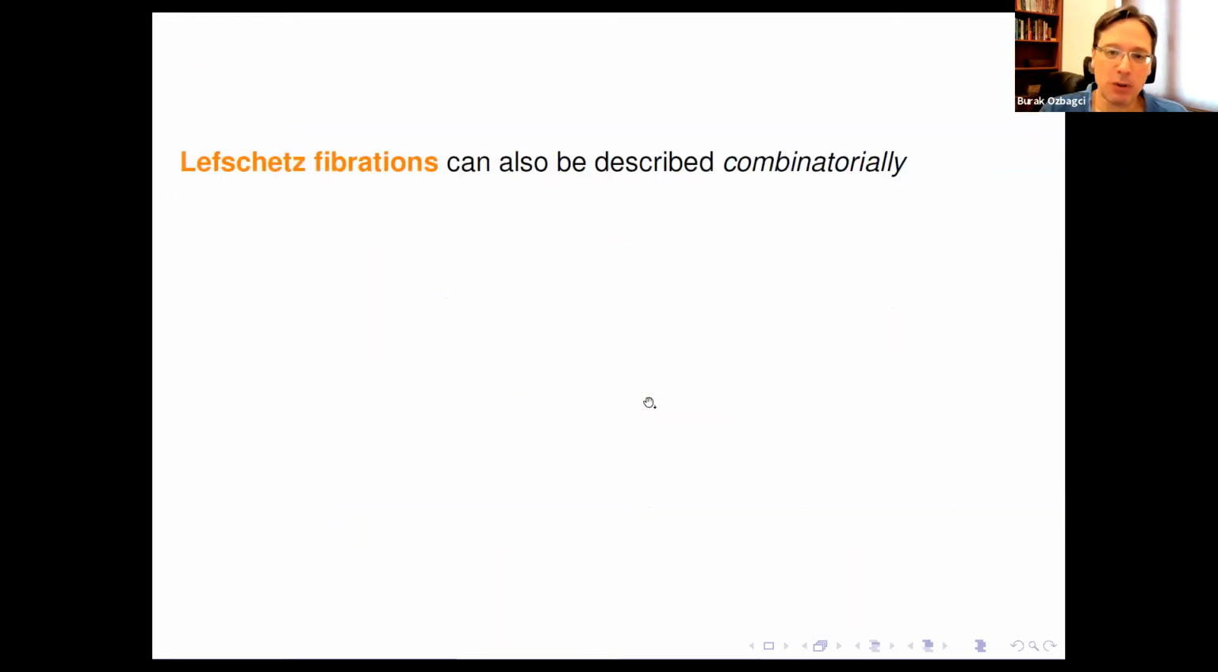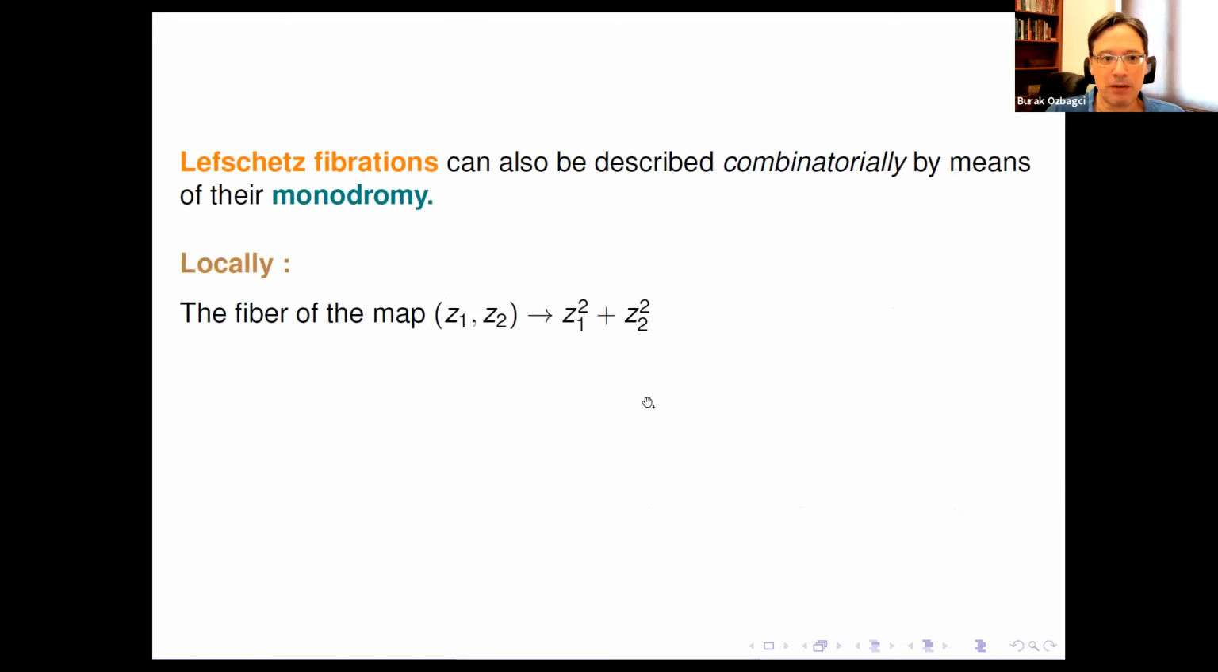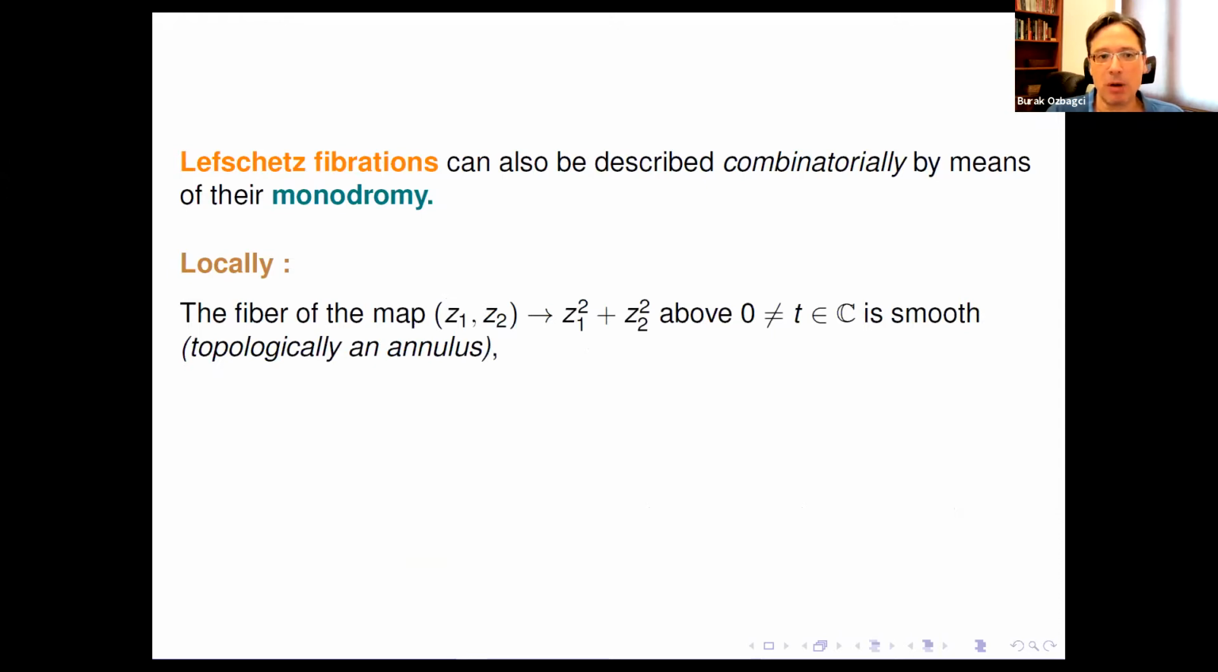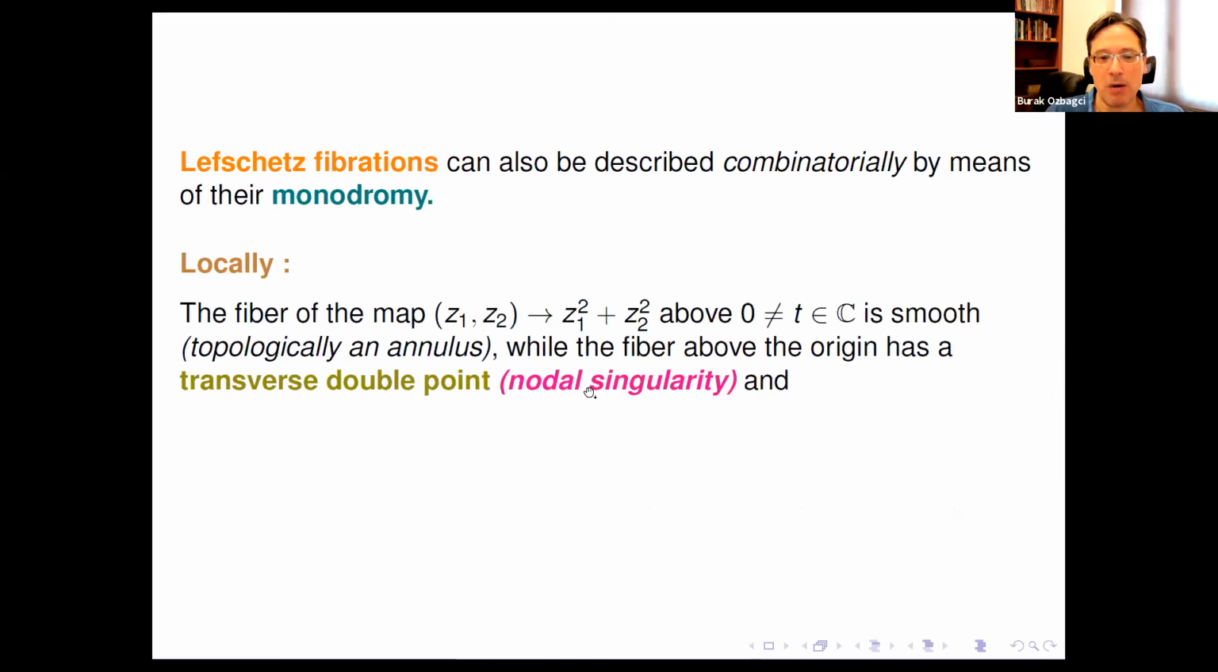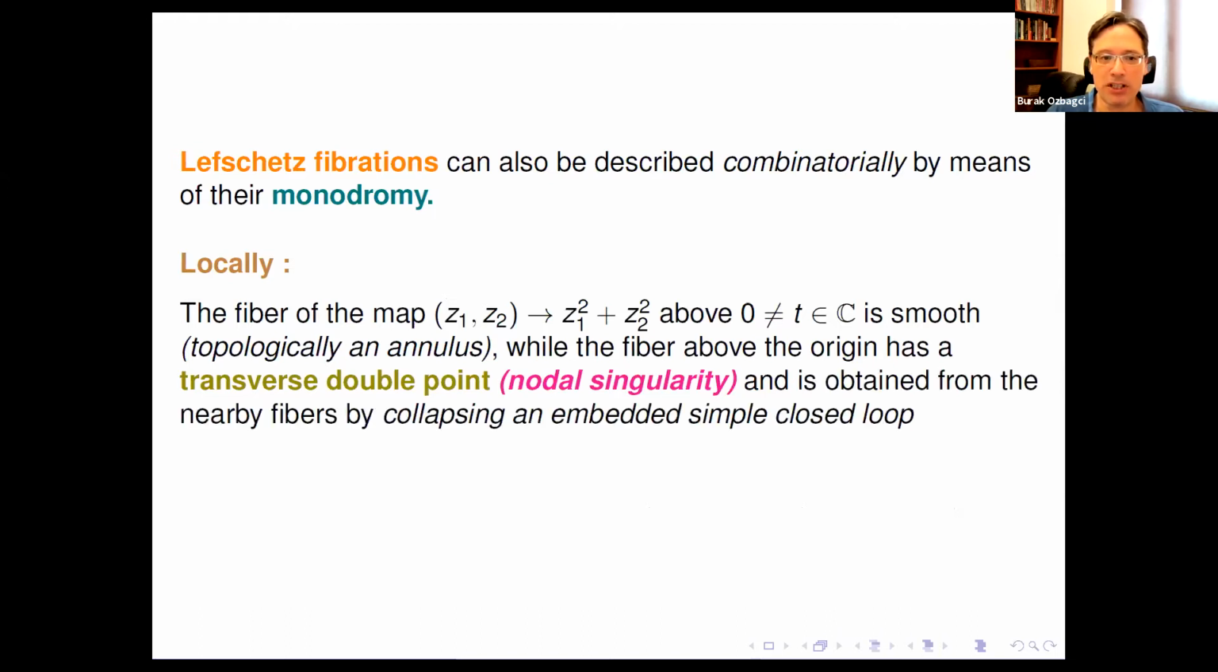Lefschetz fibrations can also be described combinatorially by means of their monodromy. Locally, the fiber of the map (z_1, z_2) mapping to z_1² + z_2² above a non-zero complex number is smooth, topologically an annulus, while the fiber above the origin has a transverse double point, which is also called a nodal singularity, and is obtained from the nearby fibers by collapsing an embedded simple closed loop called the vanishing cycle.